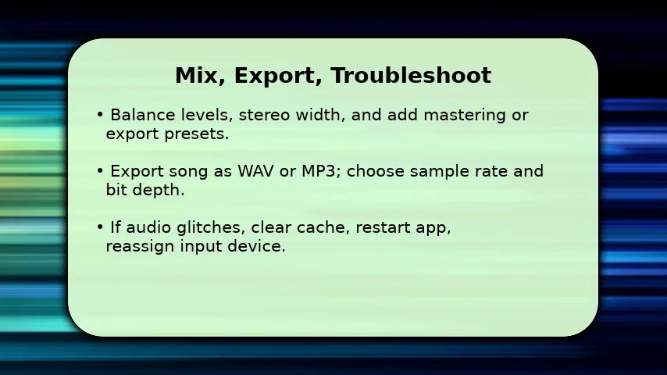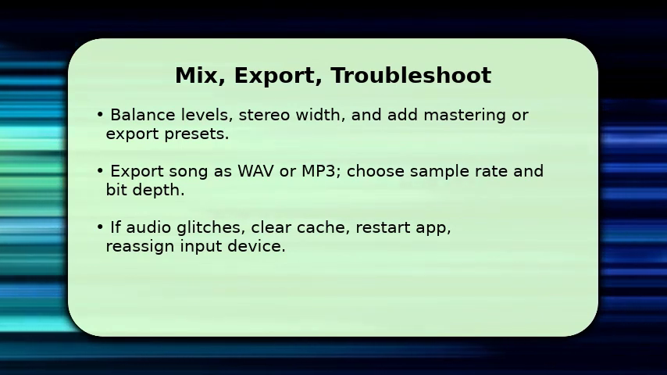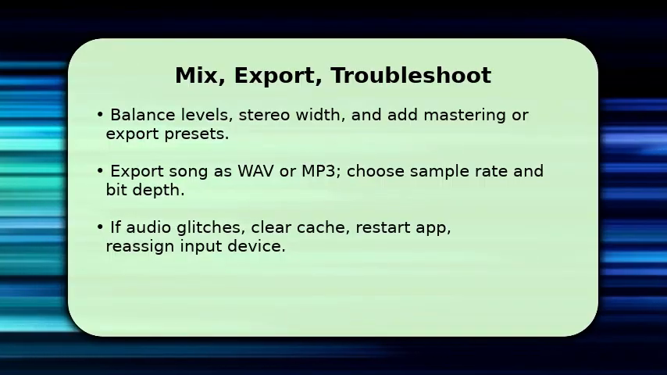Finish by mixing. Set relative levels, pan for width, and add a mastering preset if you want a quick polish. Once balanced, tap Export and choose WAV or MP3, selecting sample rate and bit depth that suits streaming or sharing. Make sure to name the project and add tags before uploading.